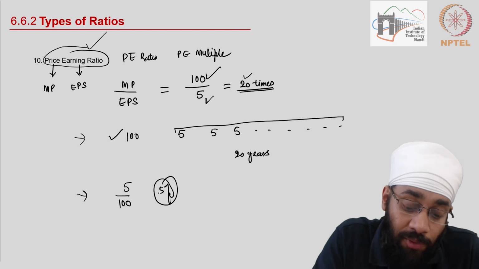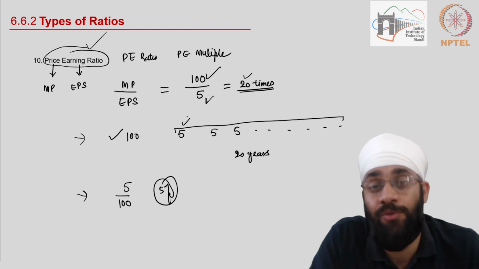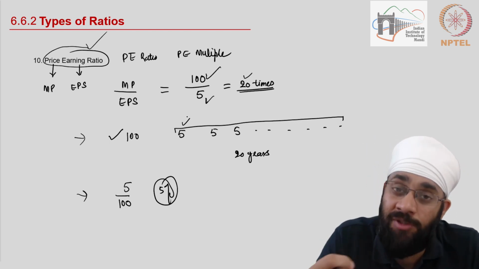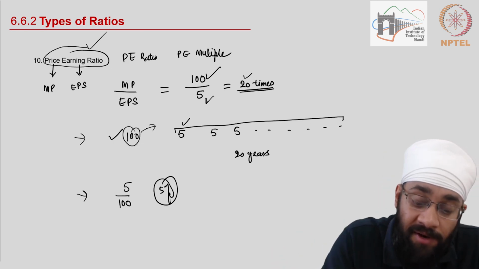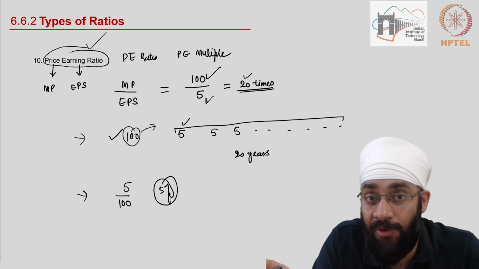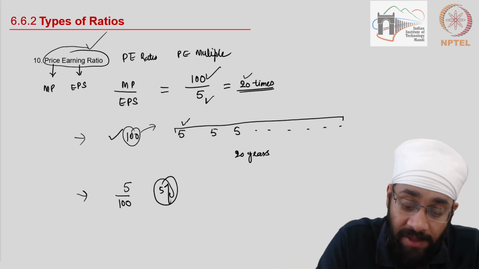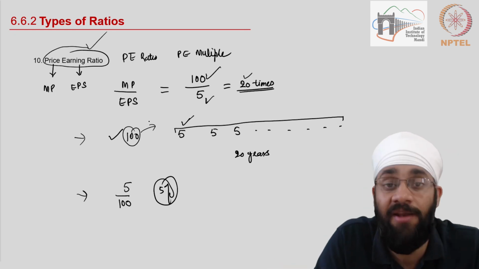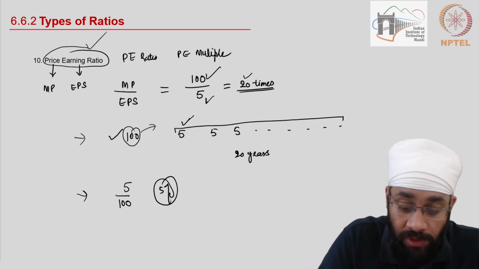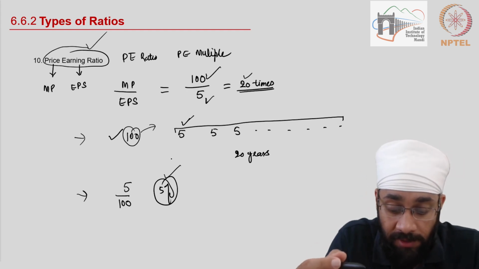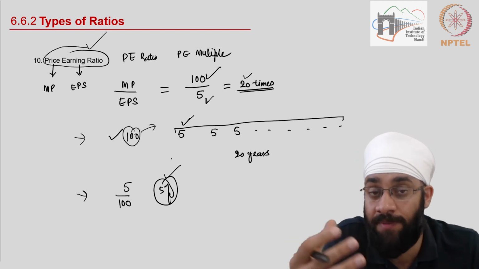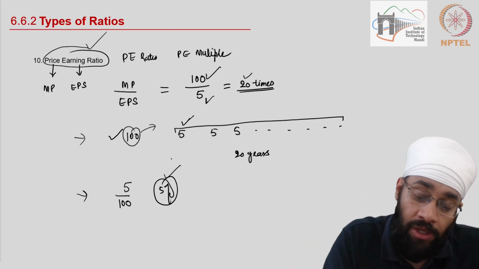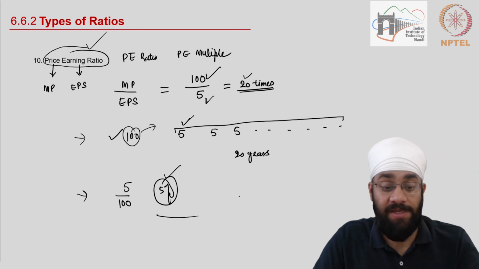And it is not only this 5 rupees that comes to them every year, but they also expect to sell the share. They hope that this 100 will become 120 in 1 year, 2 years, and then they will not only make this 5 rupees but also 20 additional rupees. So that's how, despite the low return offered by the company, people still purchase the shares of the company. So that's the interpretation of the price earning ratio.